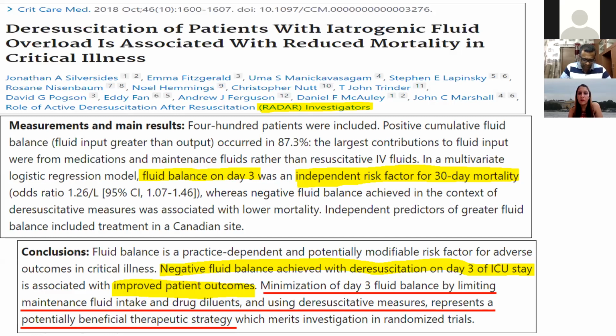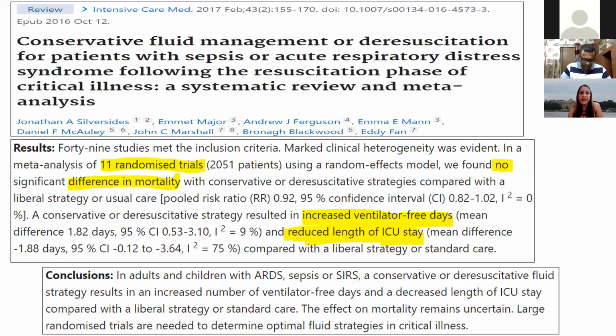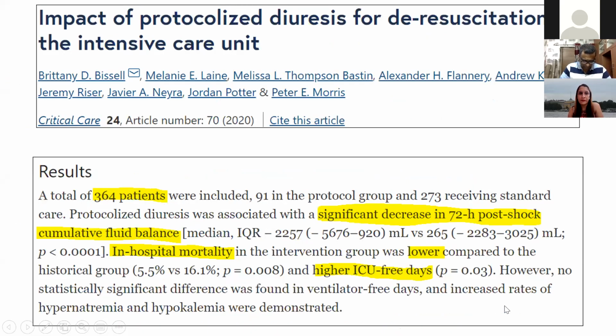So we might go in further. Another meta-analysis of 11 randomized controlled trials again showed no difference in mortality, but certainly they showed that a conservative or de-resuscitative fluid strategy resulted in increased number of mechanical ventilator-free days and decreased length of ICU stay.